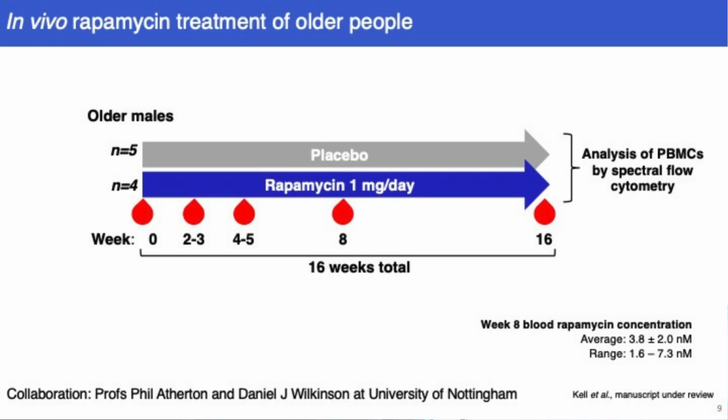So in collaboration with Phil Atherton and Dan Wilkinson at the University of Nottingham, who were performing this clinical trial, where essentially they took older people and treated them either with placebo or rapamycin, which is a low dose, of 1 milligram per day for a total of 4 months. And then we just took their blood at different points so I could analyse their immune system and see whether that was affected. And this is just to say that when we measured the blood rapamycin concentration, it was about 4 nanomolar, and all of the experiments I showed you before were done at about 10 nanomolar. So it is very physiologically achievable, the doses that we're getting in vivo as well.